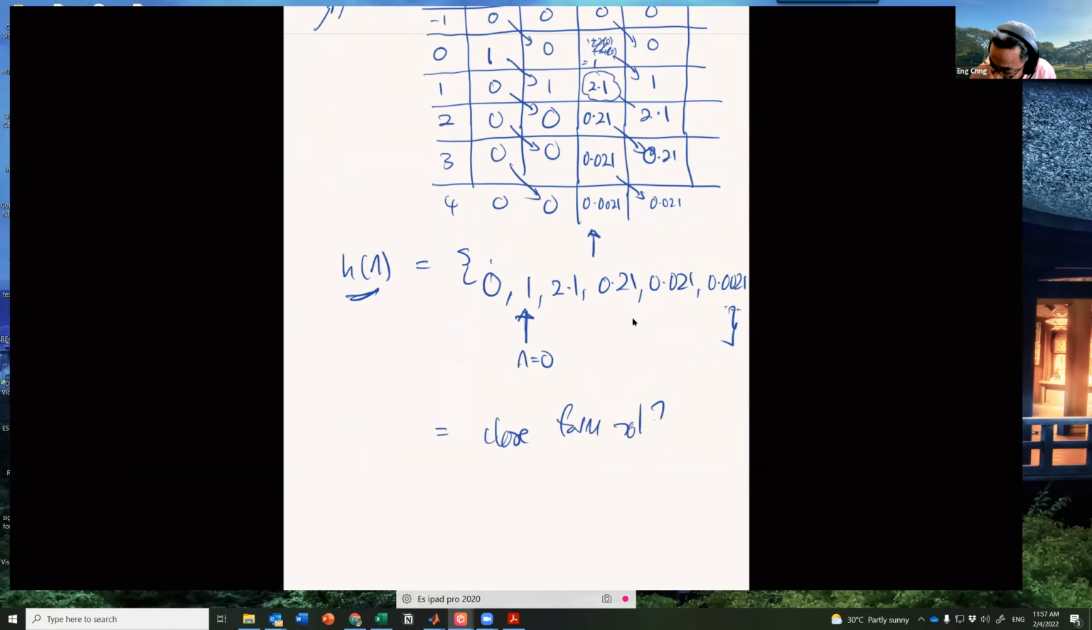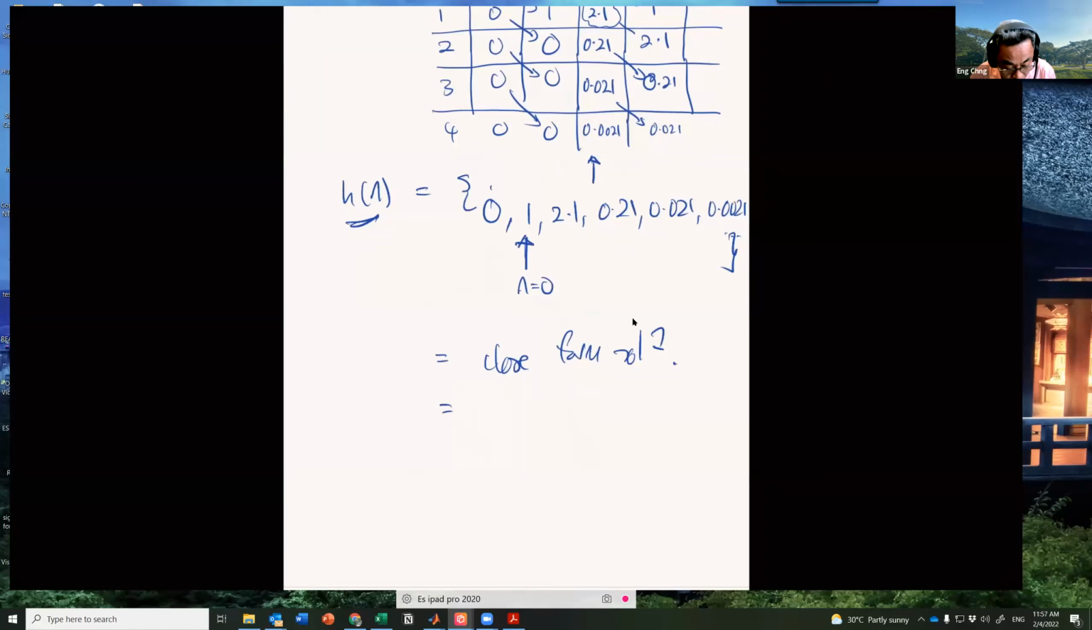Now, how to get the closed form solution? Can you see the pattern? Well, if you can see the pattern, then the closed form solution is this. It's not so easy, but you can see this.